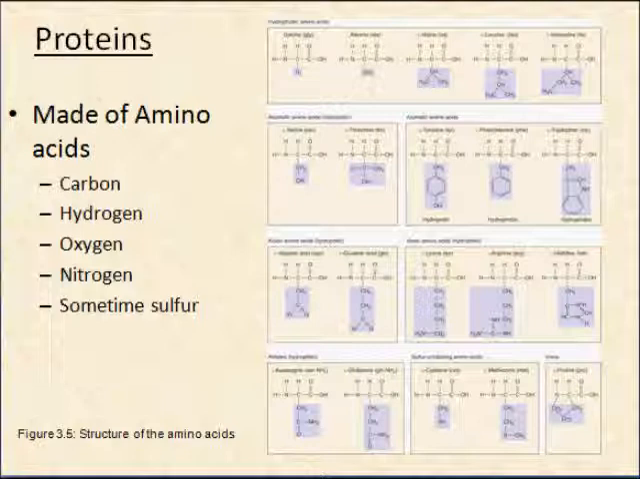You should know the subunits of each of these. So when I say carbohydrates, you should know that they are made up of monosaccharides. When I say fats, you should know triglycerides and phospholipids and steroids. And in proteins, the subunits that we're looking at here are amino acids. Amino acids are made up of carbon, hydrogen, oxygen, and nitrogen, and some of them contain sulfur as well.